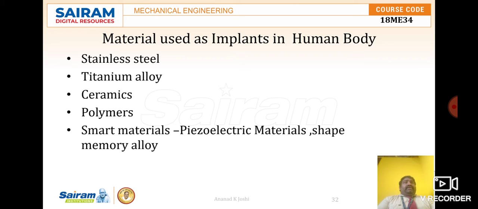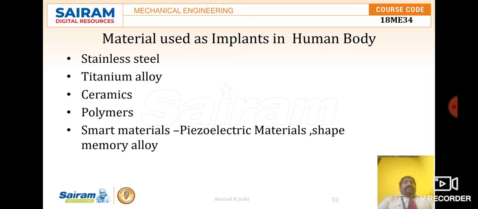Okay, and one more is polymers. Polymers are used for their ease of fabrication, flexibility, physical properties and biocompatible nature, and various polymers like polyethylene fluoride and polyethylene mercaptide, etc., are used for orthopedic, dental, soft tissue and cardiovascular implants.